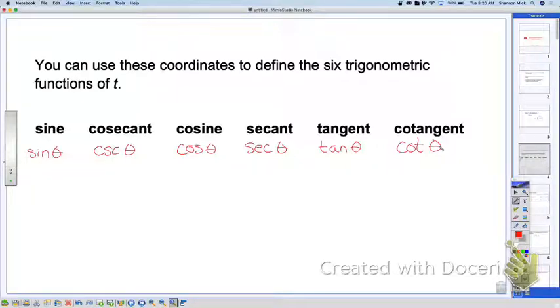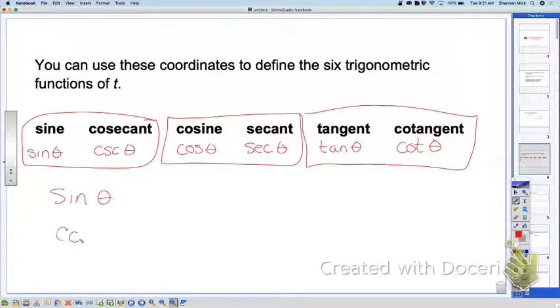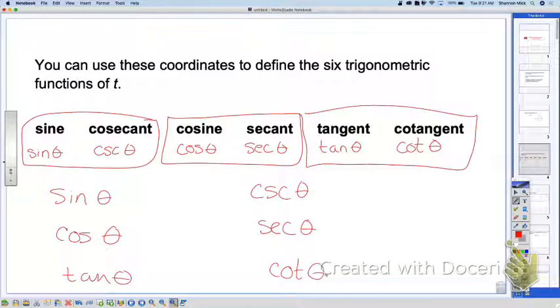They are paired the way they are because these two are reciprocals of each other. These two are reciprocals of each other, and these two are reciprocals of each other. When I ask for things on a test, the order I will ask them in is sine, cosine, tangent, cosecant, secant, cotangent. I write them like this every single time.